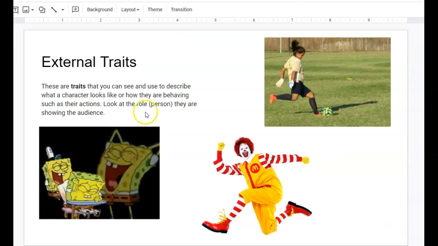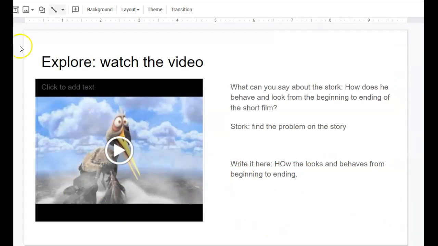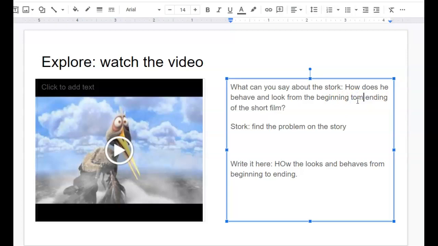So what you're going to do in a minute is watch this video, okay? And as you're watching the video, what can you say about the stork? Because there's two main characters in here, the cloud and the stork, but we're focusing on the stork right now. How does he behave and look from beginning to ending of the short film? Because in order to see our character development, we have to see how he is in the beginning. How does he look? How is he behaving? And then how is he by the end? And we're probably going to say the middle too.